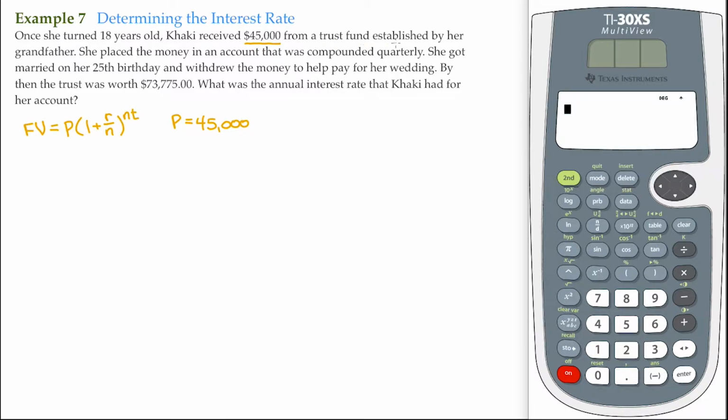From a trust fund established by her grandfather. She placed the money in an account that was compounded quarterly. Quarterly, that's 4 times a year, 4 compounds. She got married on her 25th birthday and withdrew the money to help pay for her wedding. If she received the money on her 18th birthday and then withdrew it on her 25th, that means she had it in the bank for 7 years.